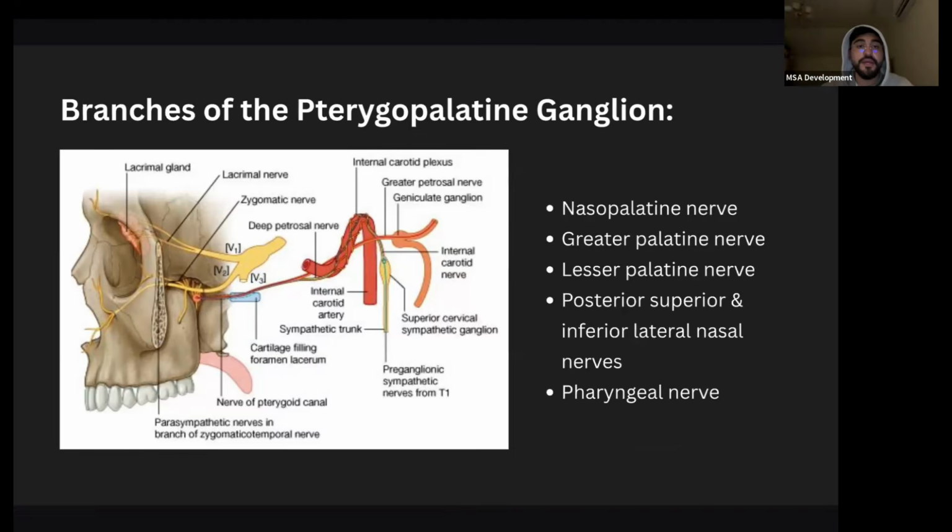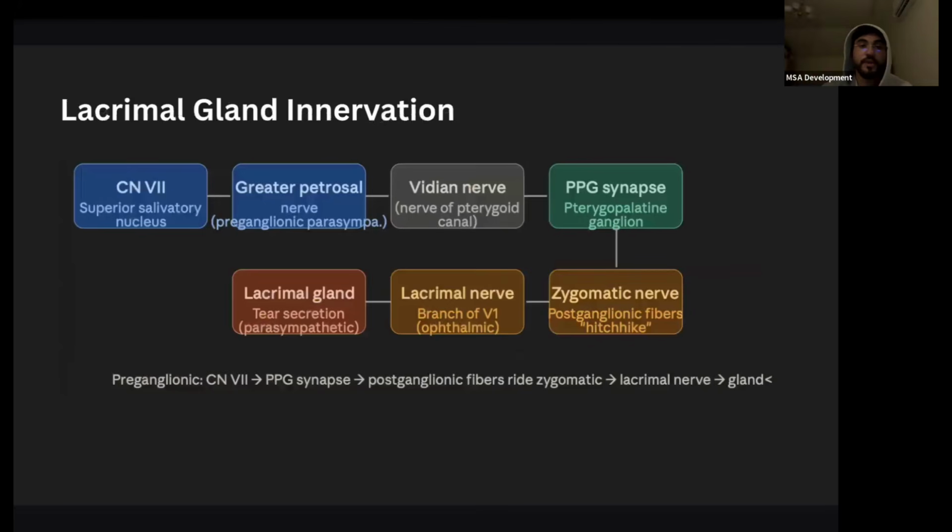However, you need to know the branches of the pterygopalatine ganglion. So you have the nasopalatine nerve, greater palatine nerve, lesser palatine nerve, posterior superior and inferior lateral nasal nerves, and the pharyngeal nerves. Okay, so they're all located in one certain area, right? They're all palatine. You just want to know which part is naso, greater, lesser, and then the pharyngeal nerve. Okay, this is also part of your OSPE objectives.